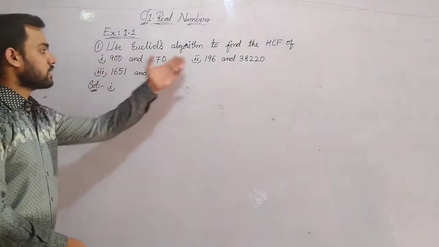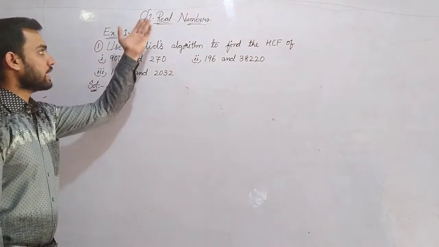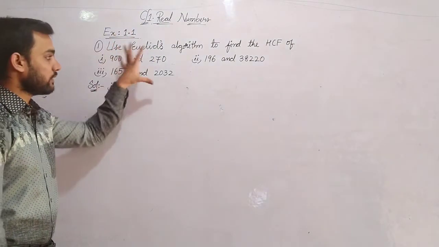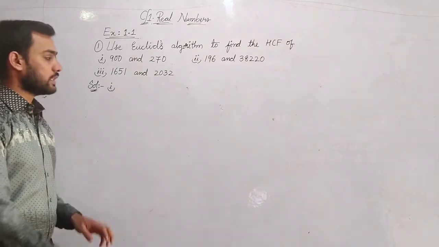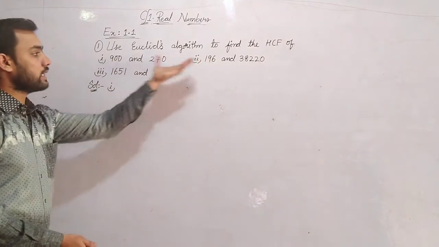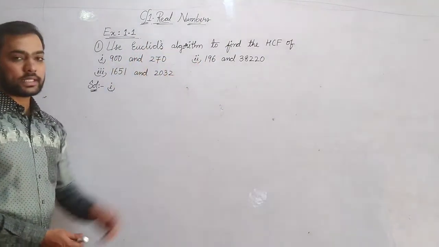So there are 3 bits. These questions are given in your textbook. In chapter number 1, real numbers, exercise 1.1, question number 1, you will find all these 3 bits. So let us see how to find the HCF of these given numbers using Euclid's algorithm.